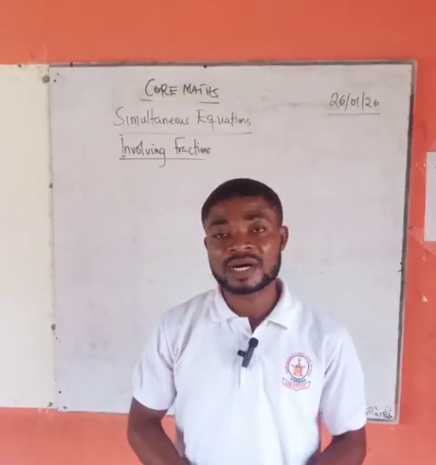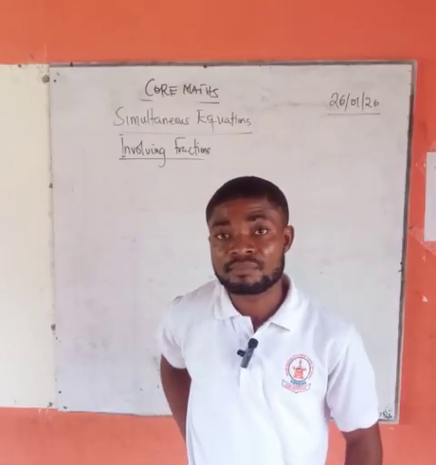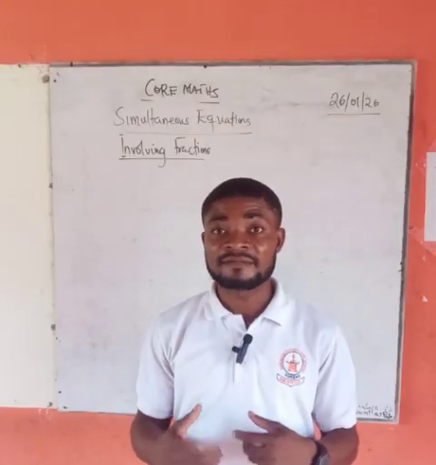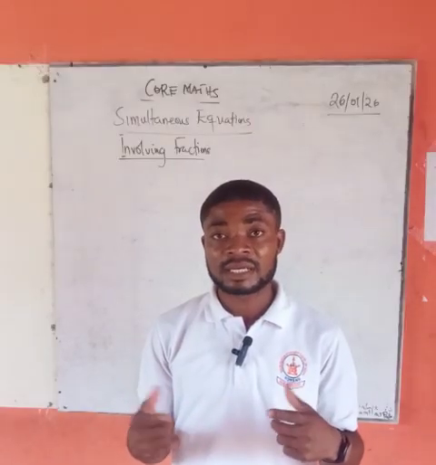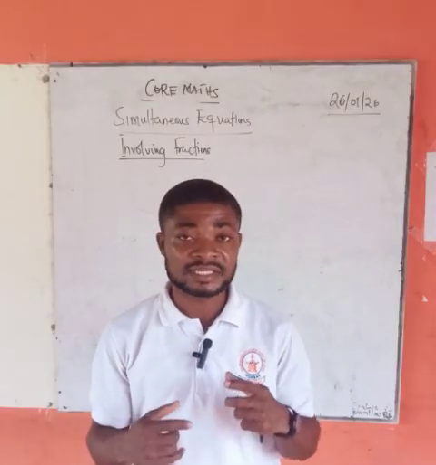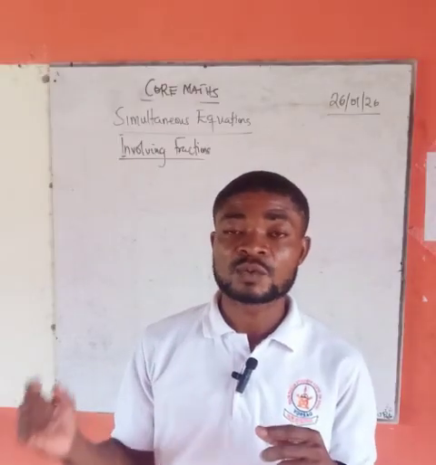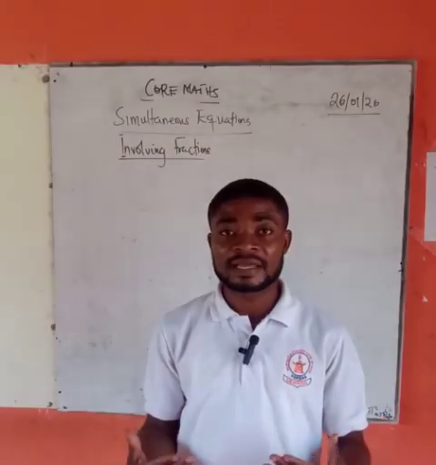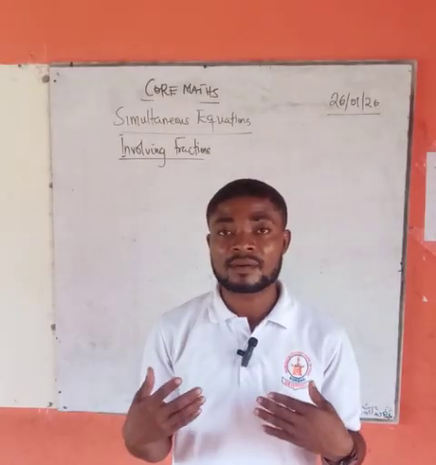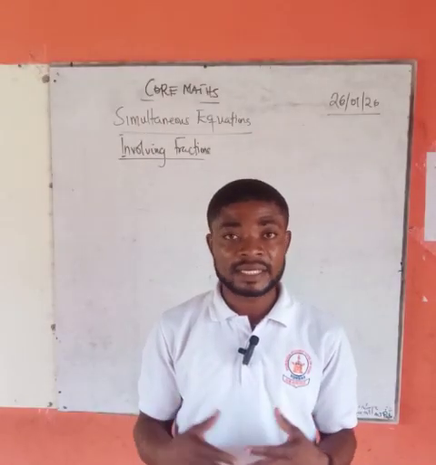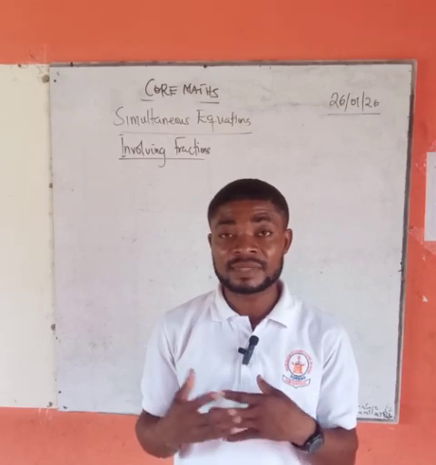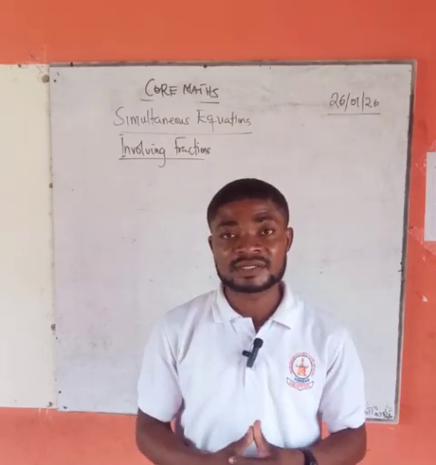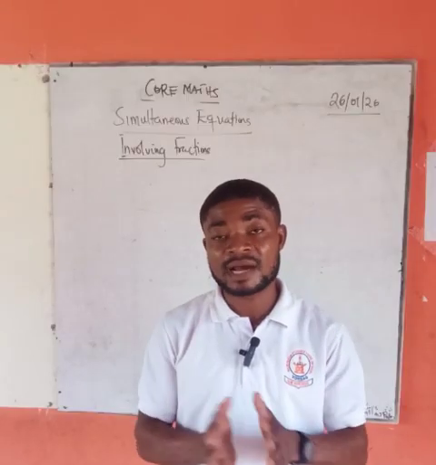Now, when you happen to have a fractional part in any simultaneous equation, if the fraction is just one, then you use the denominator of that fraction to multiply all the terms in that particular equation. If the fractions are more than one, then look out for the denominators and use them to get your lowest common multiple, that is the LCM.